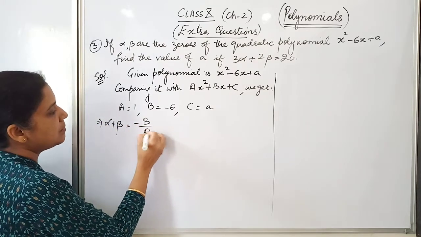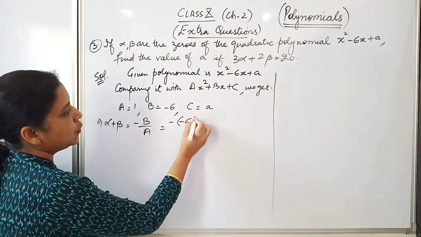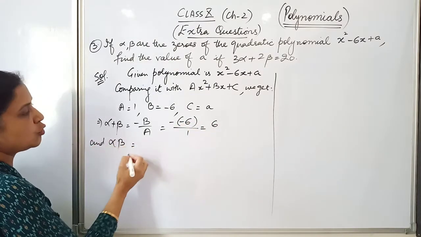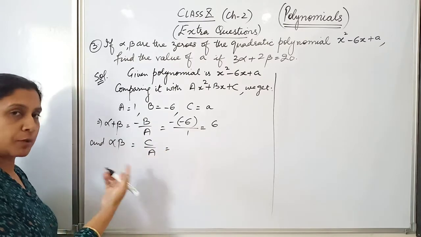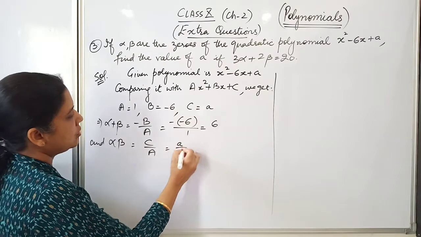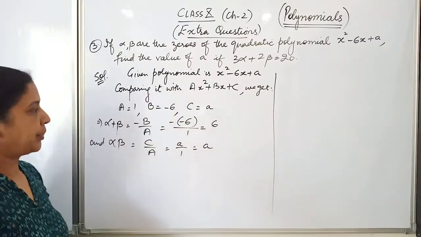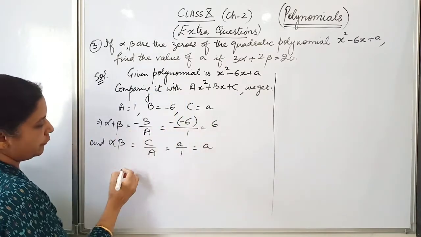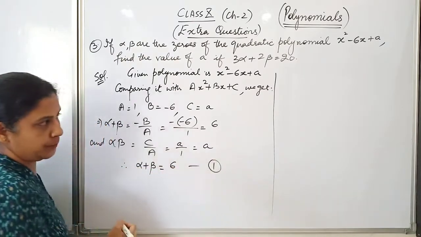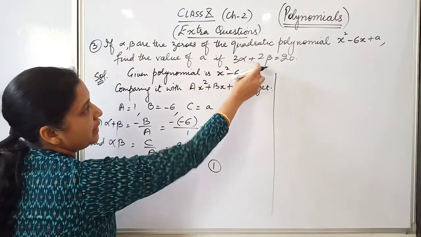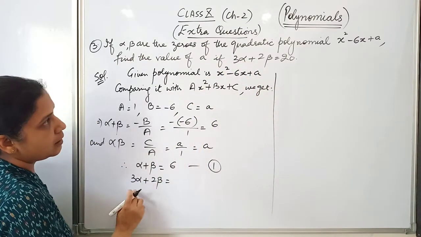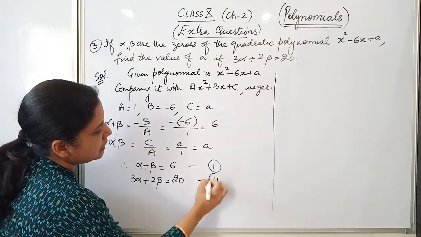Now alpha and beta are the zeros of this, therefore alpha plus beta, the sum of zeros, will be given by the formula minus B by A. I am going to put down the values, and alpha into beta, that is the product of zeros, will be given by the formula C by A. So I am going to again put down the values. I have got one equation from here, alpha plus beta is equal to 6, as well as I have been given another equation in the question, 3 alpha plus 2 beta is equal to 20.